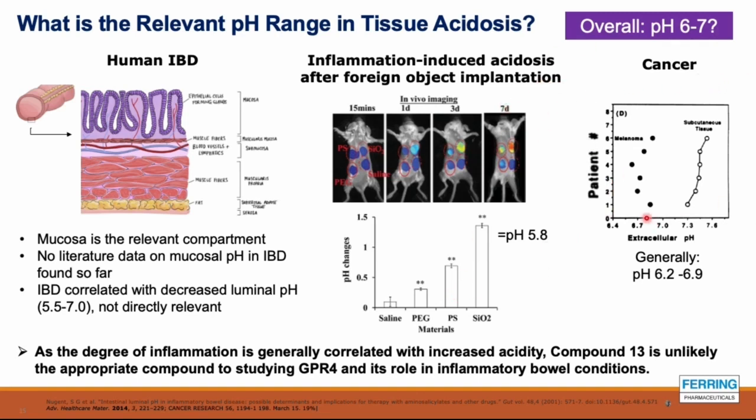But due to the patchy nature of acidosis, it's very difficult to accurately measure pH in disease, but we estimate it will likely be between pH 6 and 7. And we know that in that range, the potency of compound 13 is dramatically decreased. So we believe that in light of all those recent data, compound 13 is probably not the best tool to validate the role of GPR4 in inflammatory conditions.